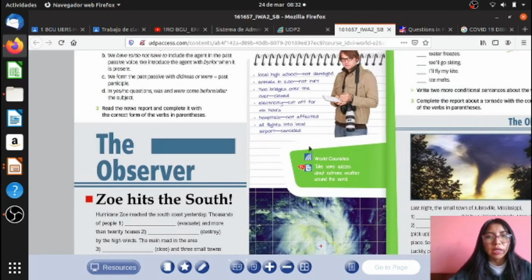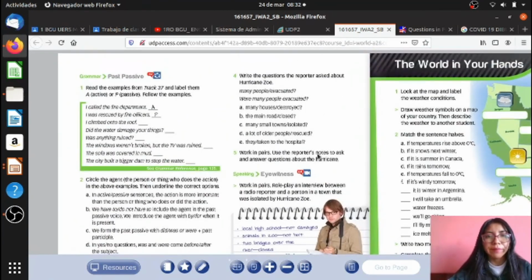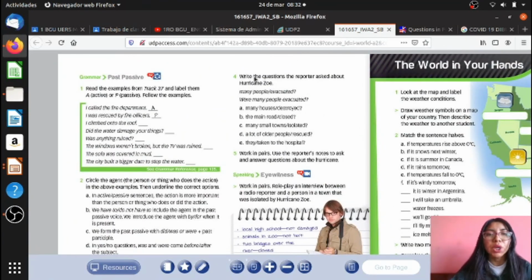Okay? In exercise number 4, write the questions the report asked about the hurricane zone. Okay? Here you have to create sentences. It means you have to create one question with that, one question with that, one question with that, and so on. For example, in this case, many people evacuate. You have to change it into a question. Remember the structure. Where many people evacuate.